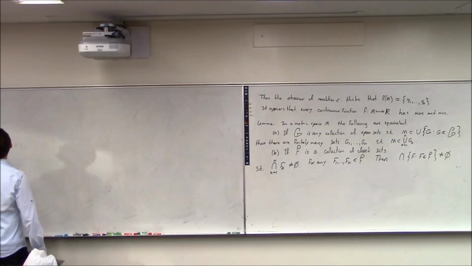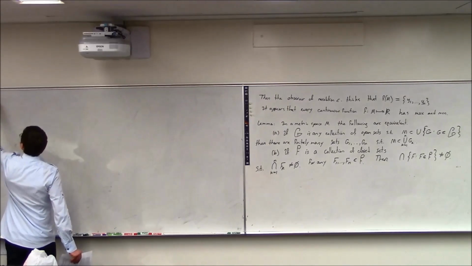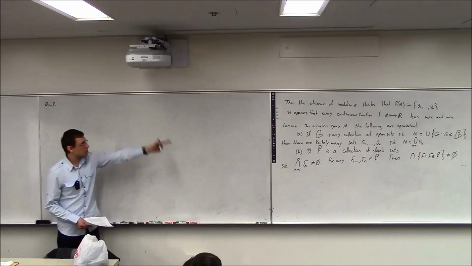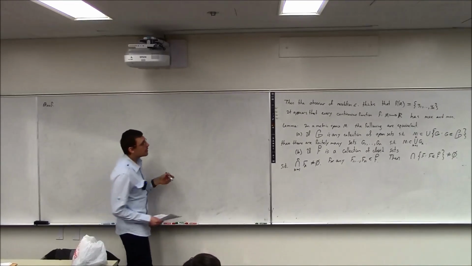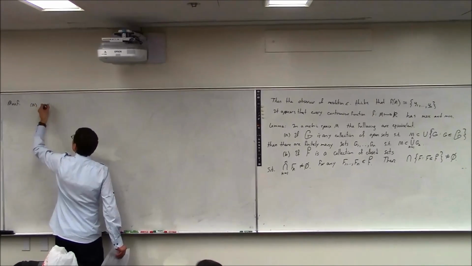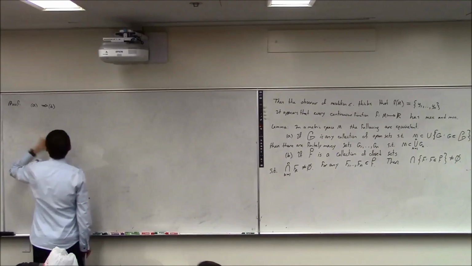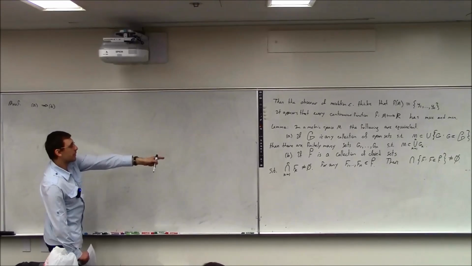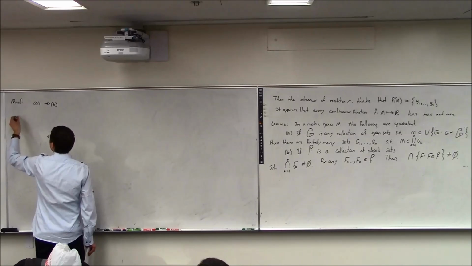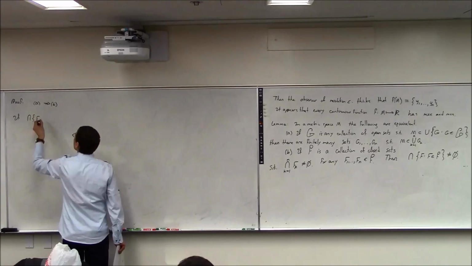Okay, so let's prove this. Actually, the proof is very easy. Let's just quickly sketch it. We want to show that they are equivalent. So we have that A implies B. How do we know that? Well, suppose we have this finite intersection property. So that's B.